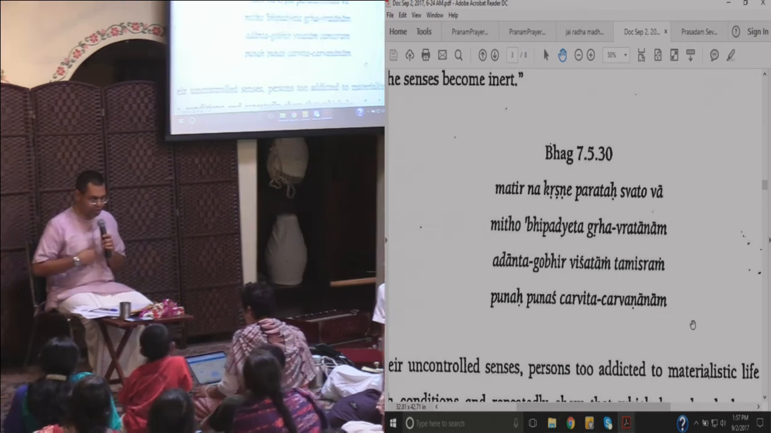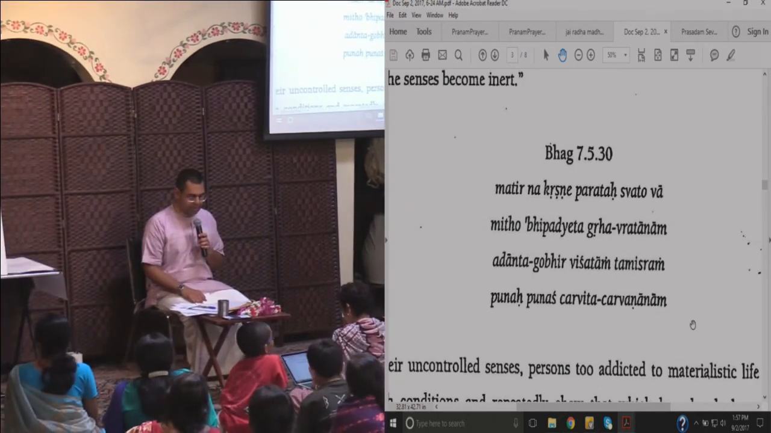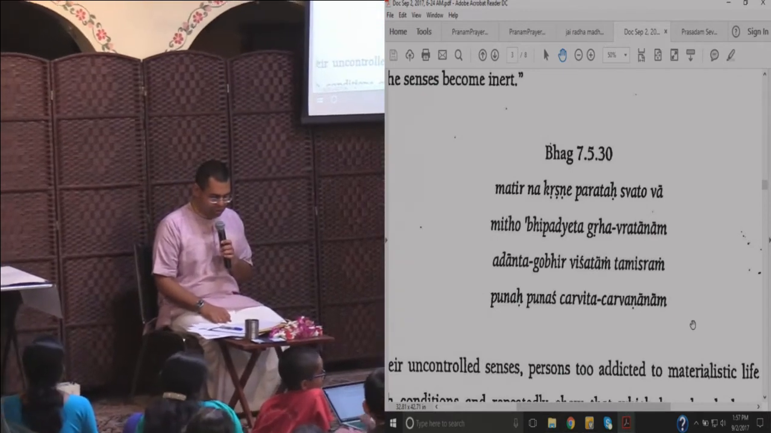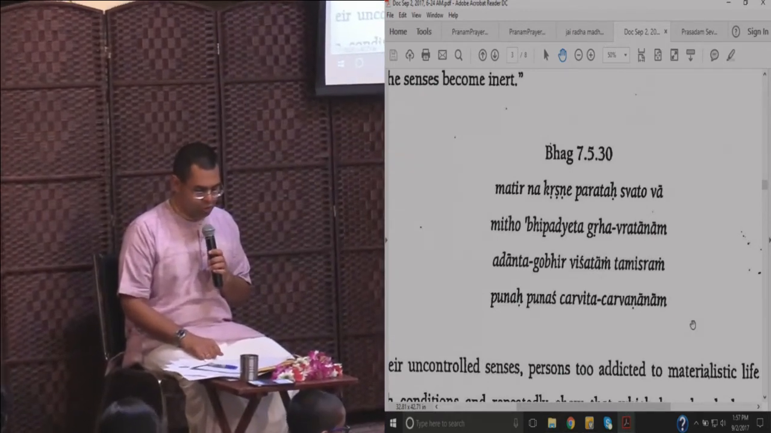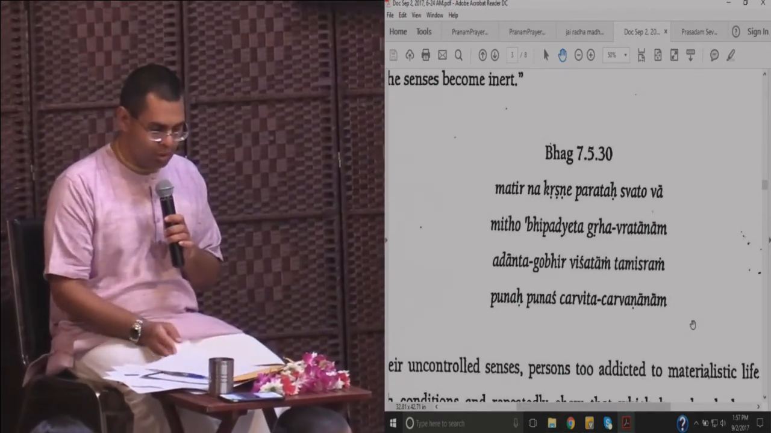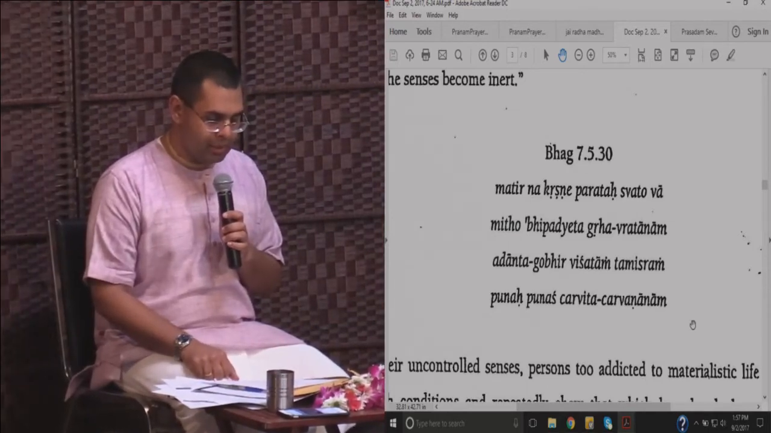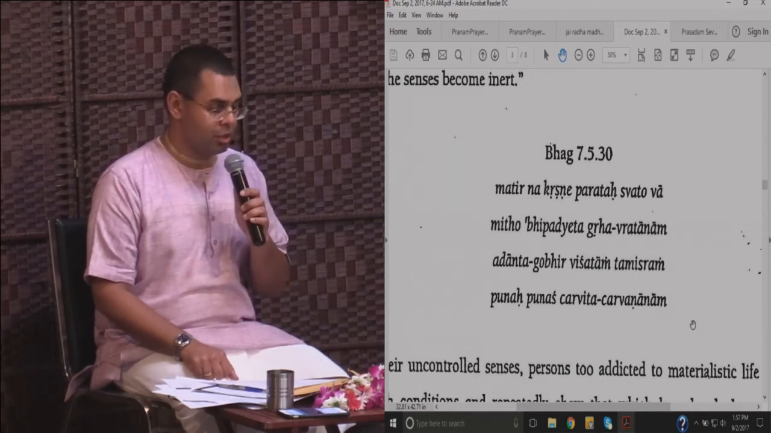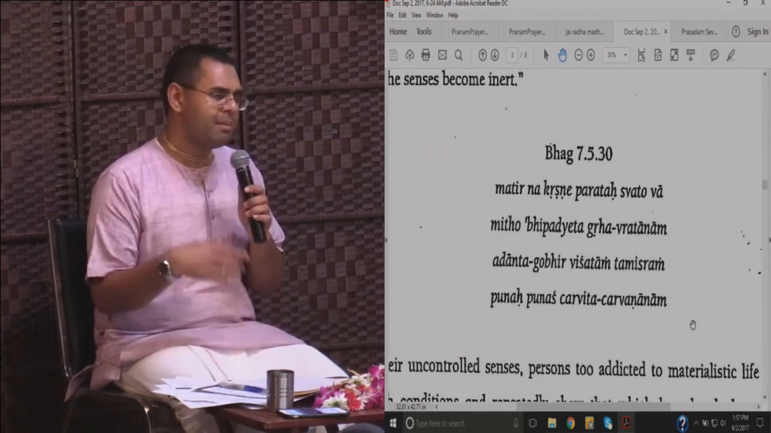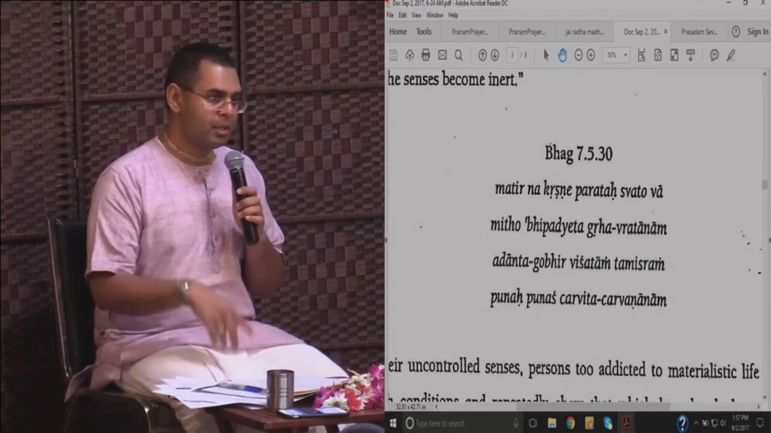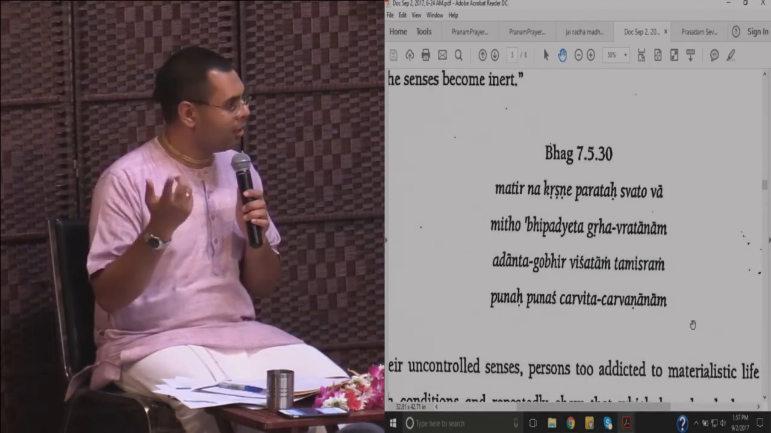So beautiful, so nice. Because of their uncontrolled senses, persons too addicted to materialistic life make progress toward hellish conditions and repeatedly chew that which has already been chewed. Their inclinations toward Krishna are never aroused, either by the instructions of others, by their own efforts, or by a combination of both. So this is the melody that I usually use for Trishtub.